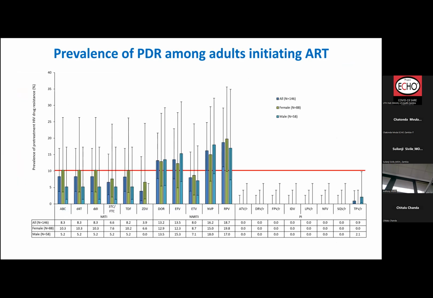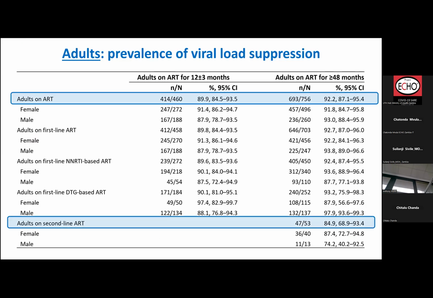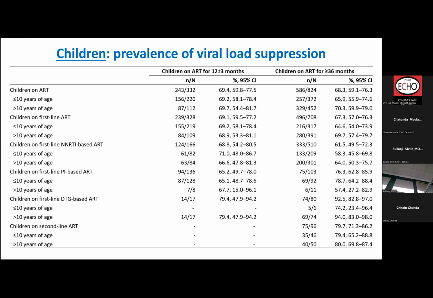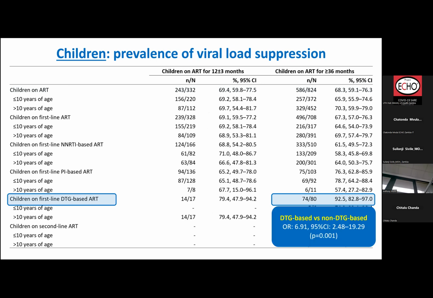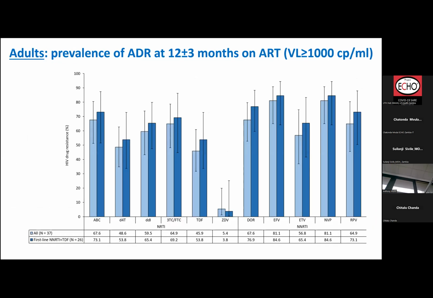You can see here, this is pre-existing HIV drug resistance. A lot of patients were suppressed, as you would expect. Even in children, the suppression rate was very high. Suppression was higher for those on DTG, with an odds ratio of 6. In terms of acquired drug resistance, you can see that there was substantial acquired drug resistance to most of our drugs. No drug resistance to PIs. That's in 2020, 2019 and 2020.